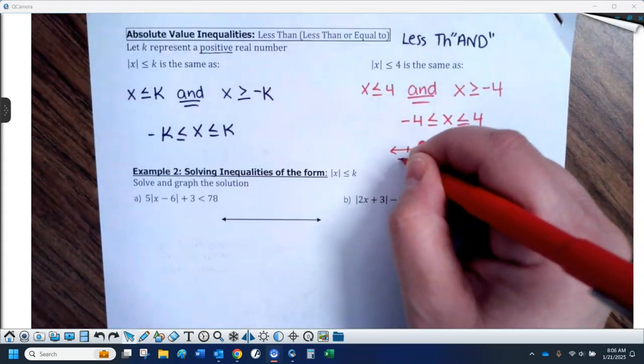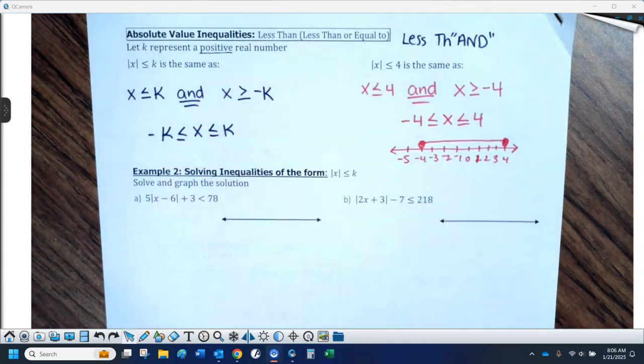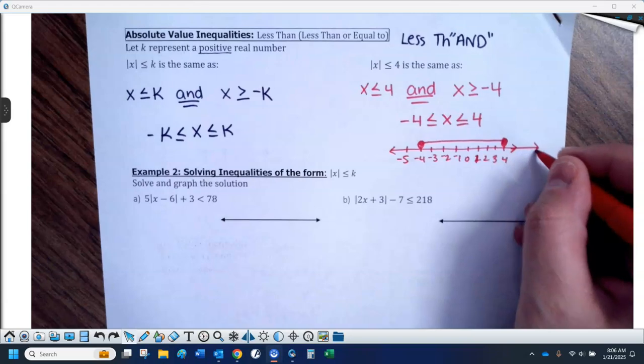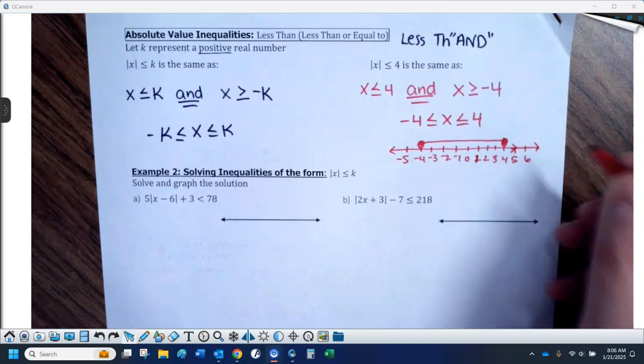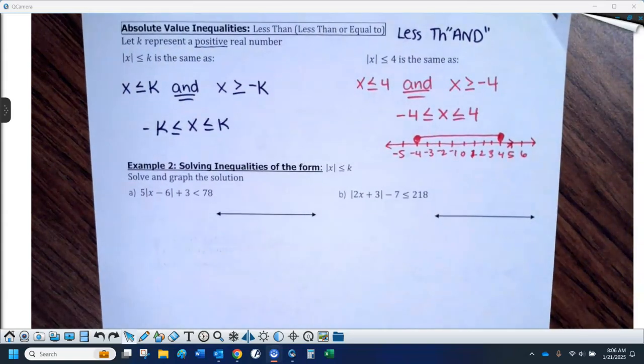Once I get outside that, like here, negative 5, if I put in negative 5, that negative gets canceled by the absolute value, and now negative 5 in absolute value would be greater than 4. Same thing like on the other end, like if I did 5, 6, whatever. 6 is bigger than 4, so now I don't work with my absolute value inequality. So these should point together.